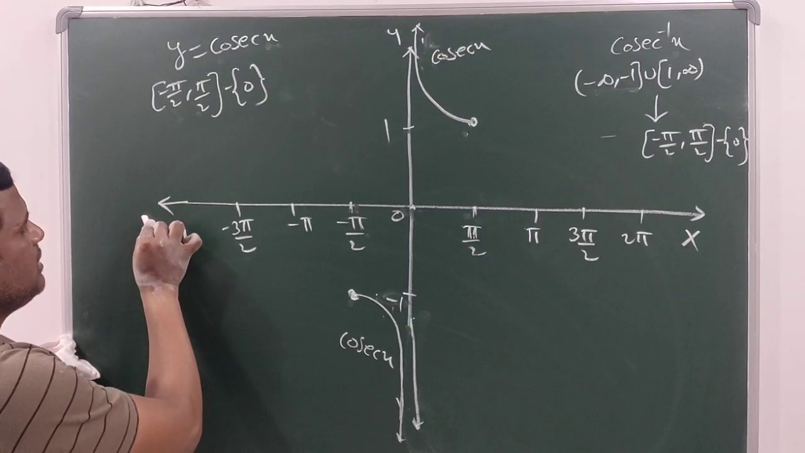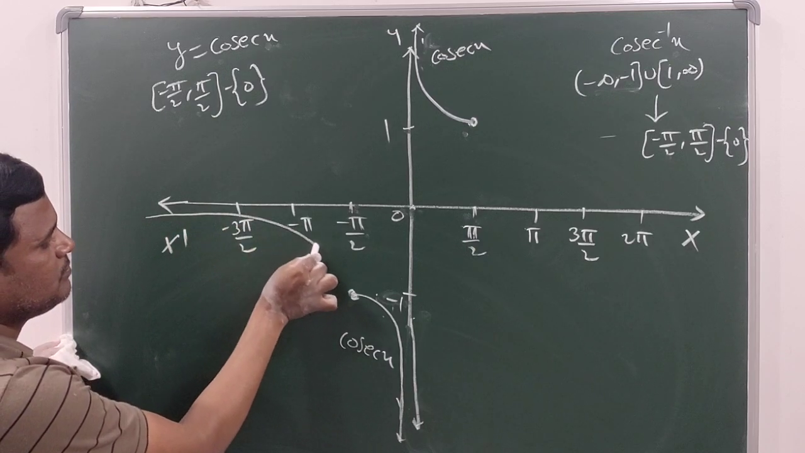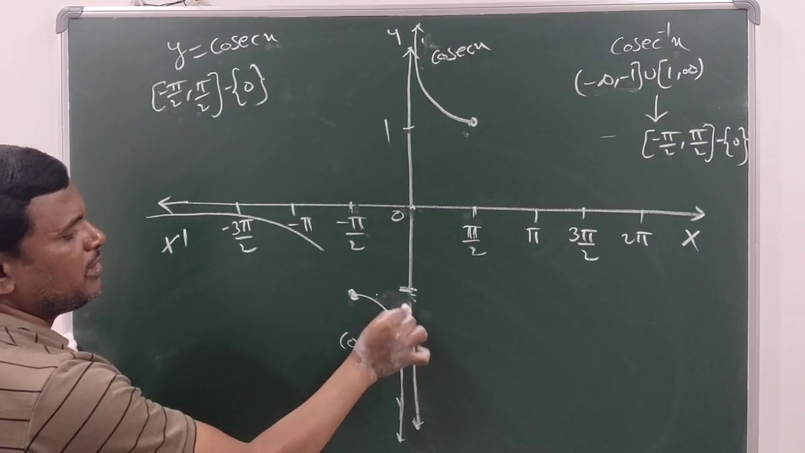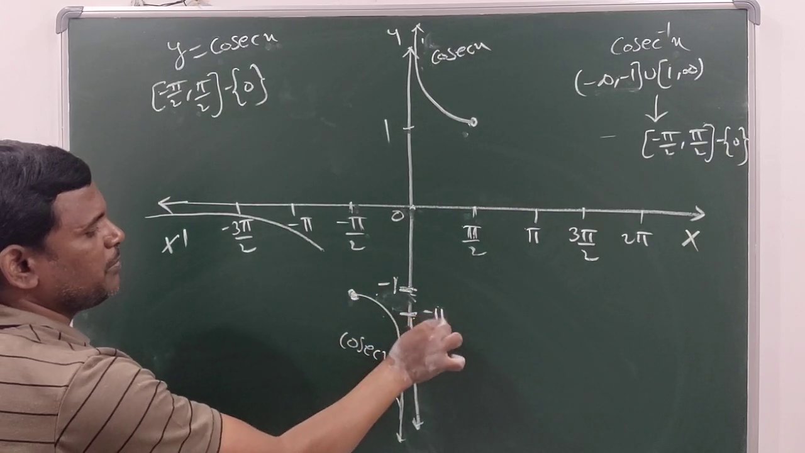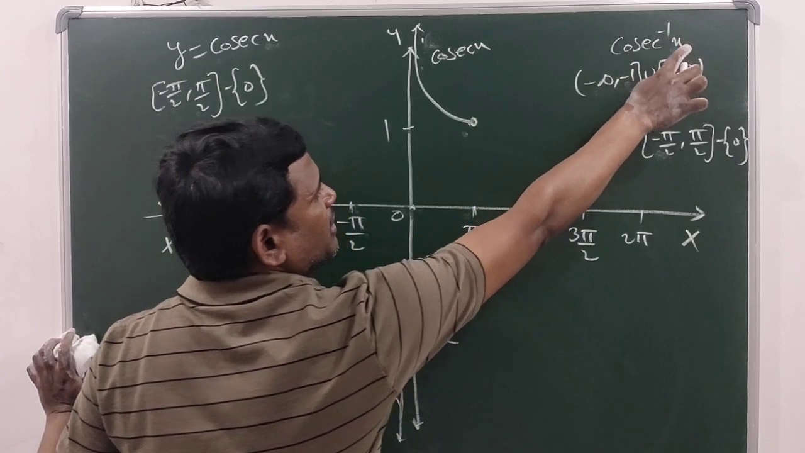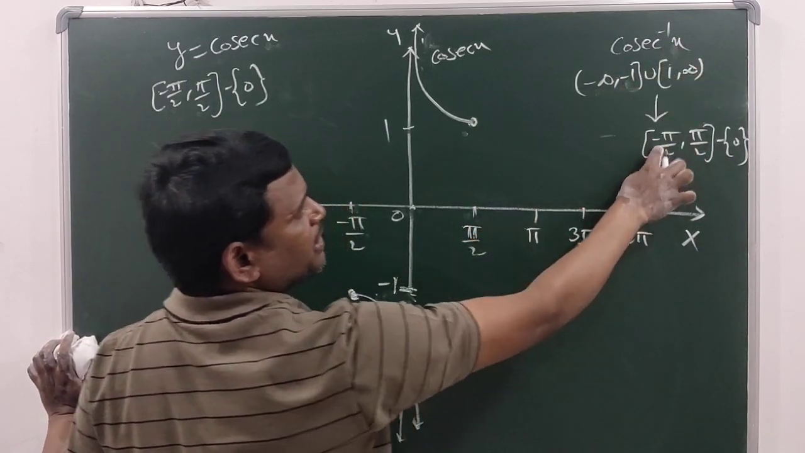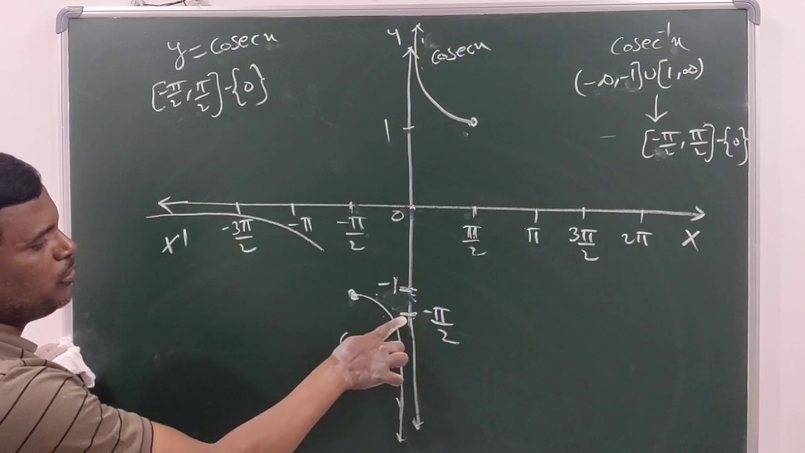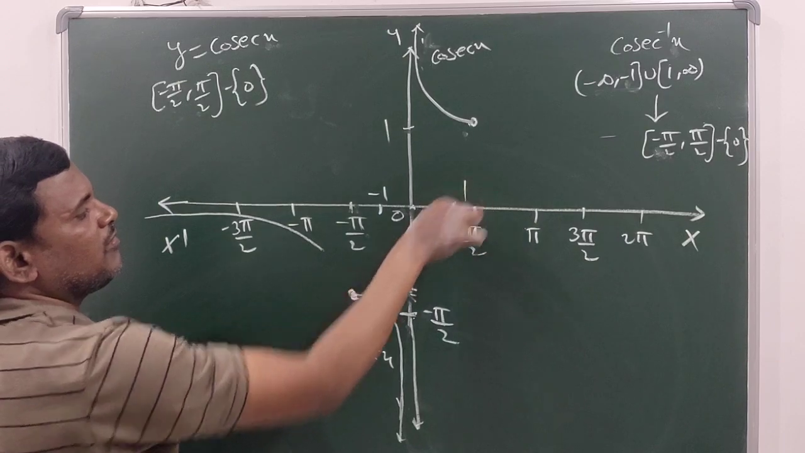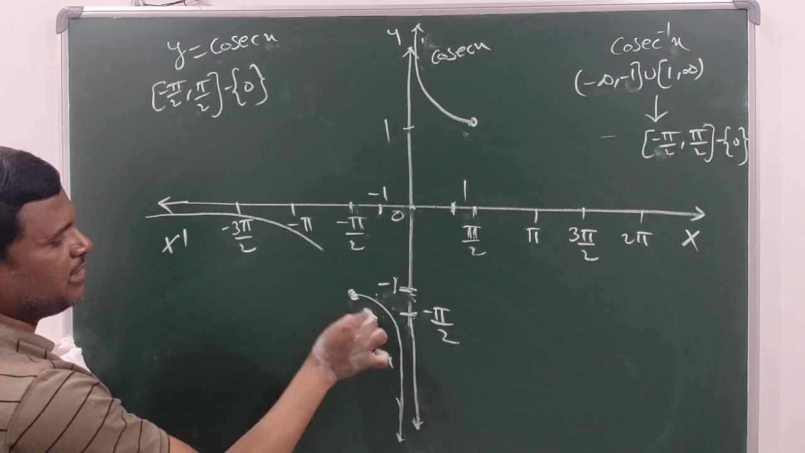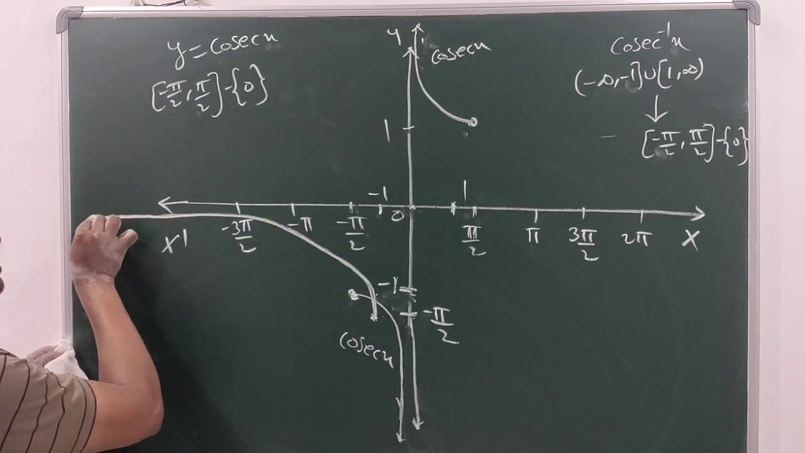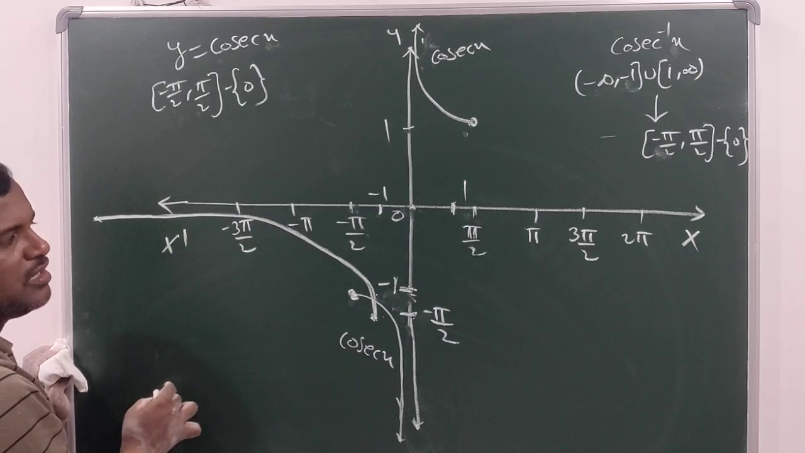You get the graph like this. Here it is minus 1, and here you get minus pi by 2. When x is exactly minus 1, the corresponding range value is minus pi by 2. Here the domain value is minus 1, here it is 1. The graph will come like this. It will go like this. This is the cosec inverse of x graph.